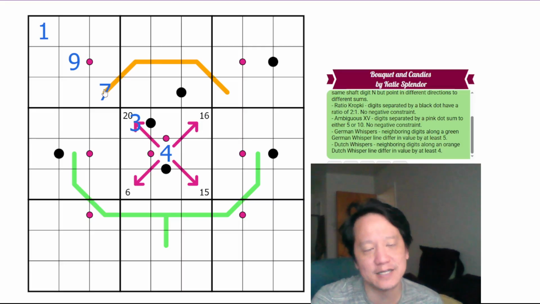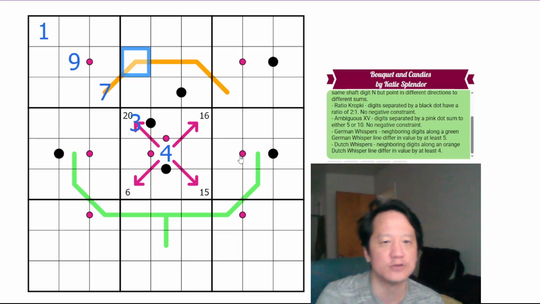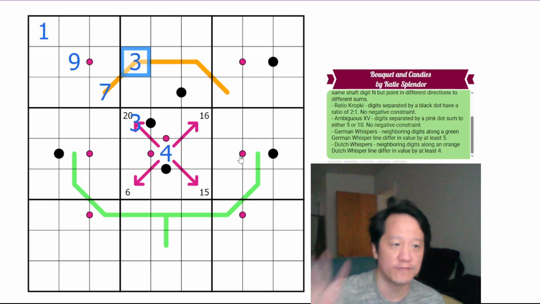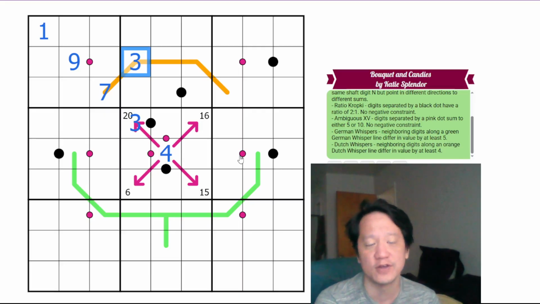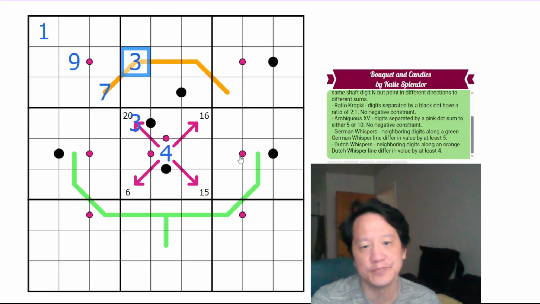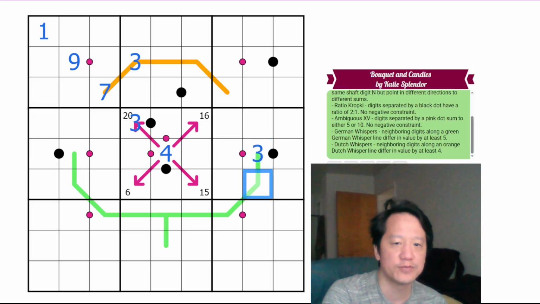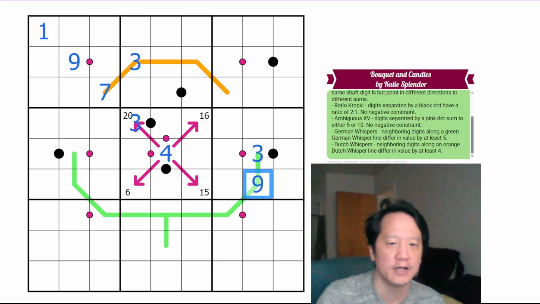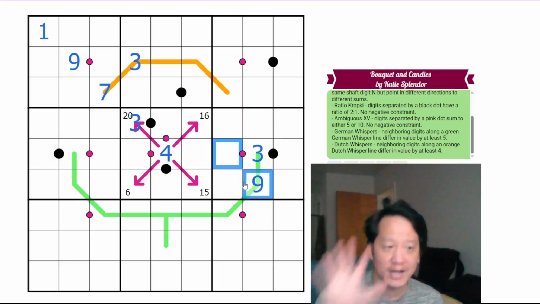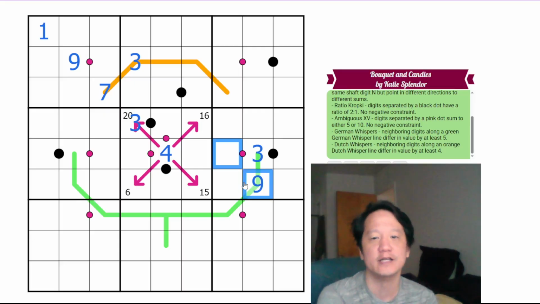Anyways, as an example, say this was a 7 here, this would have to be 1, 2, or 3, because the only digits which are 4 or more away from 7 are 1, 2, and 3. Similarly, if this were 3 here, this would have to be 8 or 9, because the only digits which are 5 or more away from 3 are 8 and 9. And that's an example of how these German whisper slash whisper 5 lines or Dutch whisper slash whisper 4 lines work.